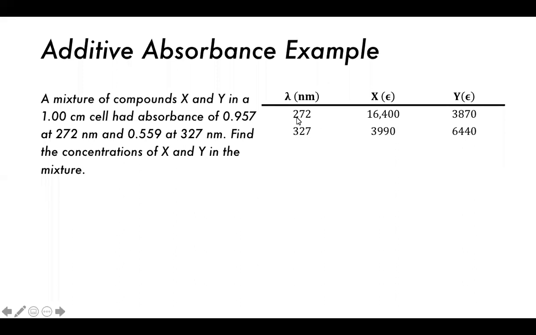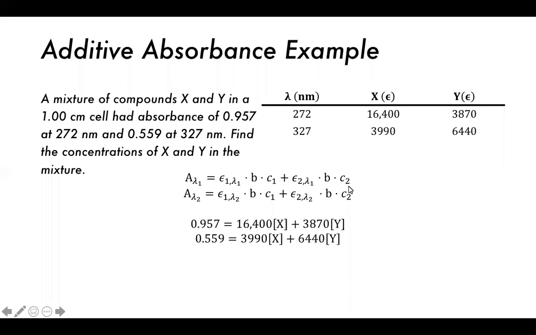So here's our table. We have lambda 272 and 327, the epsilon values for X here, and the epsilon values for Y here. We have absorbance at wavelength 1, which is 272 nanometers, and absorbance at wavelength 2, which is 0.559. So we'll add those values in there, and the epsilon values as well. We'll be able to solve these equations by putting them in terms of only one of the concentrations.